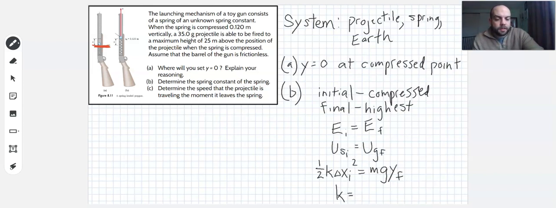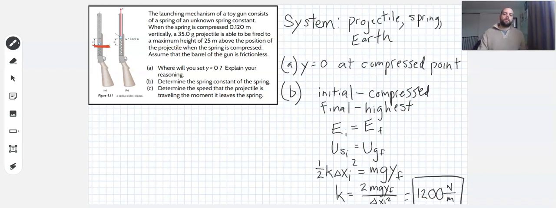And solving for the spring constant, I know all of these values. They're given to me in the problem. And I was able to get a spring constant of 1,190 newtons per meter. Looks like some of these values have two sig figs, the 25 meters there. So I'll just say 1,200 newtons per meter. Always making sure that, of course, you convert grams to kilograms and make sure that everything else works.